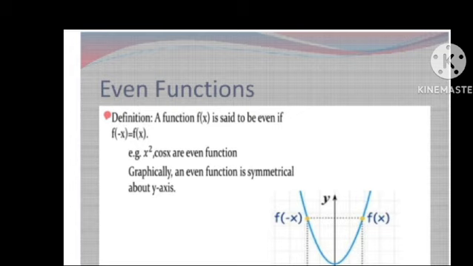Even function. Definition. A function f of x is said to be an even function if f of minus x is equal to f of x. Example, x square, cos x are even functions. You can take x to the power of 2, 4, 6, 8. If the power is even, you can take it as an even function. Graphically, an even function is symmetric about the y-axis. In this graph, you can see how an even function is plotted across the x and y-axis.